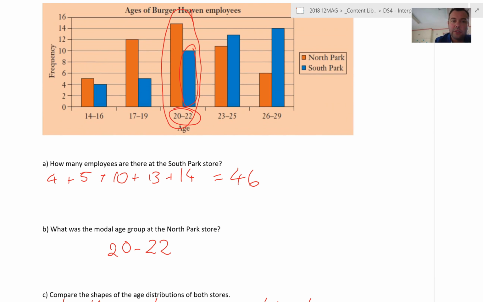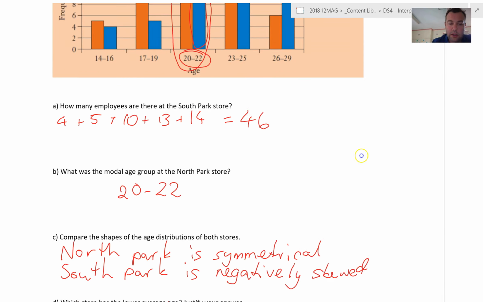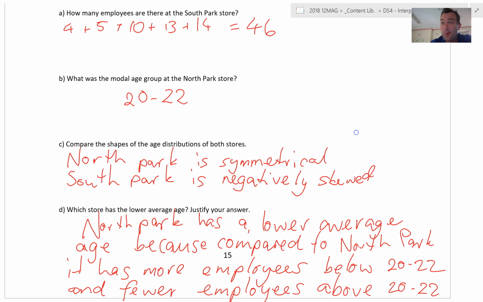Because it outcompetes, if you like, South Park in these categories, and it sort of loses to South Park in these categories here. Oh, sorry. Yeah, so there's fewer blues here. There's more blues here. So orange North Park has the lower average age. All good? A bit of logic in there. I think that's a bit more interesting perhaps than just reading those figures off the graph, punching them into your calculator, calculating the means. I think a bit of logic there is nice.